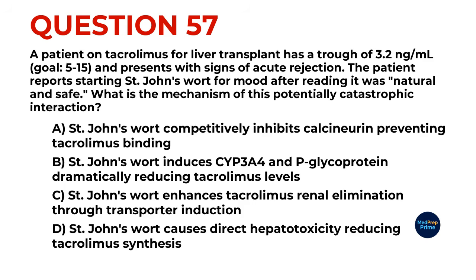A patient on tacrolimus for liver transplant has a trough of 3.2 nanograms per milliliter, goal 5 to 15, and presents with signs of acute rejection. The patient reports starting St. John's wort for mood after reading it was natural and safe. What is the mechanism of this potentially catastrophic interaction?